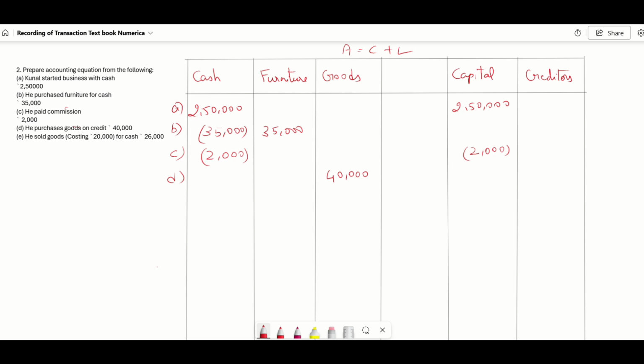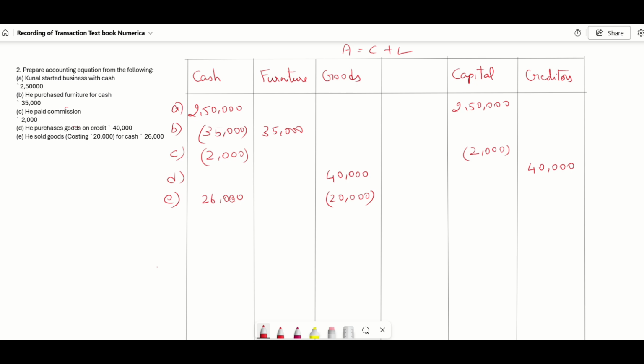Right? How much? 40,000. So there is an increase in the asset and increase in the liability. Again it is balanced. You see E, he sold goods costing 20,000 for cash of 26,000. So there is a cash sale. So the value of 20,000 goods will decrease. Okay. And there will be a cash inflow of 26,000 out of the sales, right?